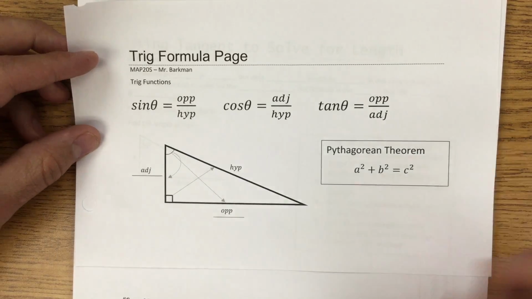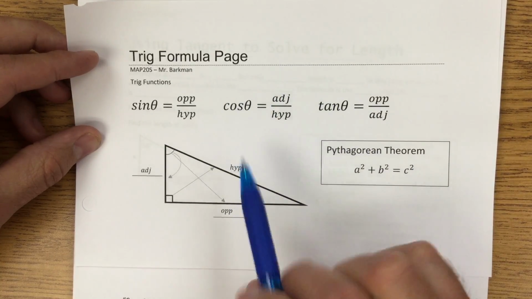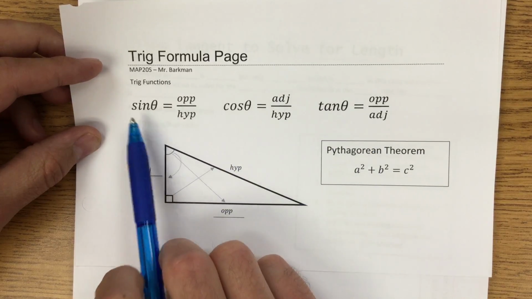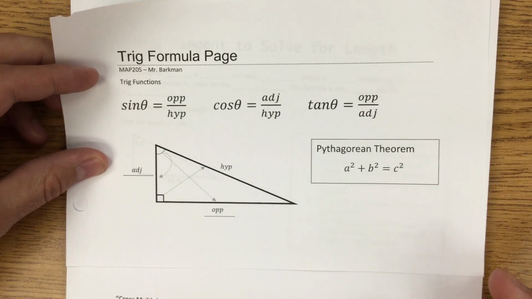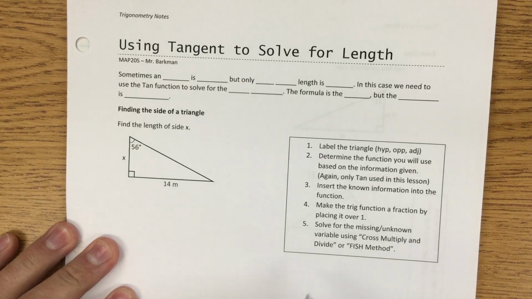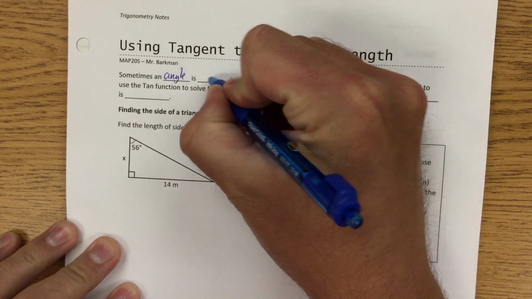Now, our trig ratios are these ones here that are on our formula page, which I've given to you. And if you don't have one, make sure that you get one from me. But these are our three ratios: sine theta, cos theta, and tangent theta. And we can use those to solve for an angle, but we can also use them to solve for a length.